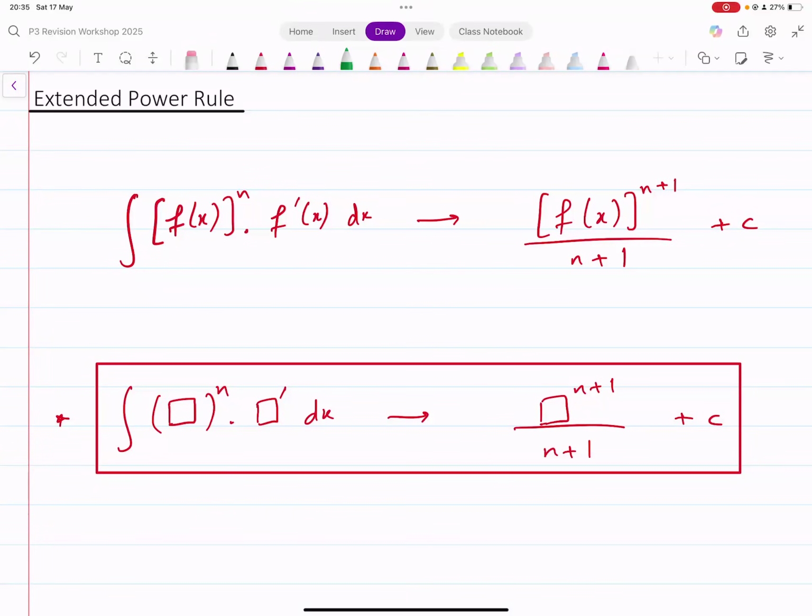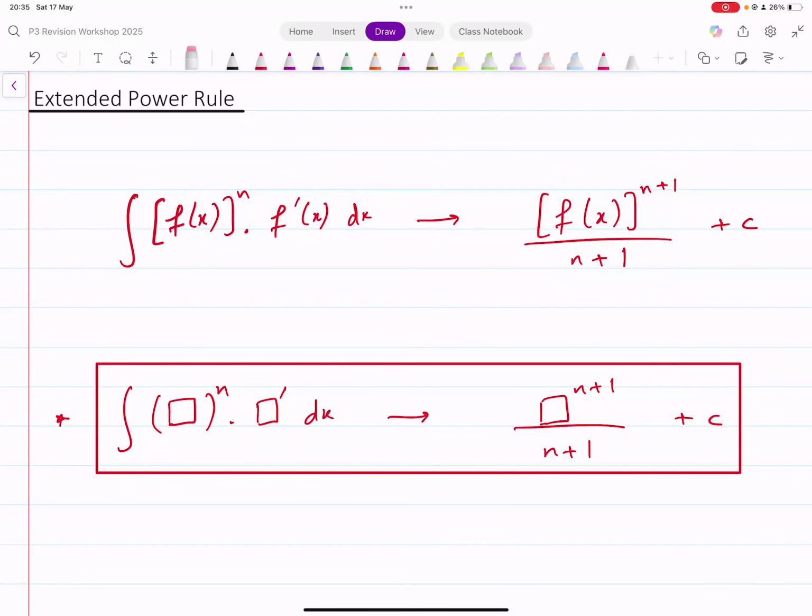And it looks like this. If you have an expression and you have a power on top of that, and the derivative of this expression that is inside is multiplying outside. The derivative of the expression inside is multiplying outside. Then the integration of this whole thing is just going to be that expression power n plus 1 divided by n plus 1. We'll just add 1 to the power, divide by the new power.